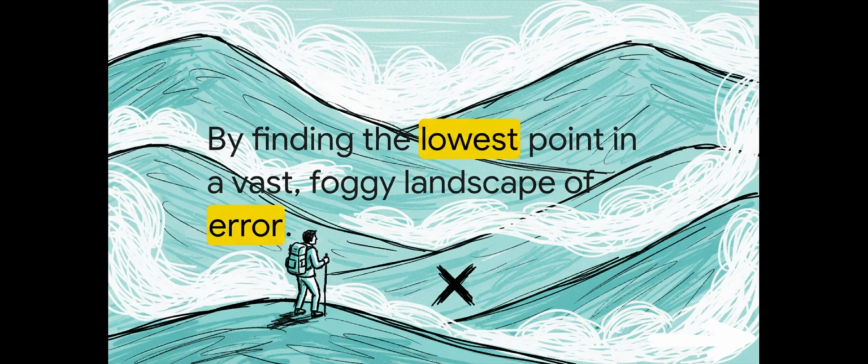Okay, I want you to imagine something. Picture yourself as a hiker, standing on this massive, hilly landscape, but it's completely covered in thick fog. You can't see more than a few feet in front of you. Your goal is simple. Get to the absolute lowest point you can find, the bottom of the deepest valley. This is a perfect analogy for what a machine learning model is trying to do. Every single setting for its internal knobs and dials represents a location in this landscape, and your altitude, well, that's its error. The higher up you are, the more mistakes the model is making. The lower you get, the smarter it becomes.